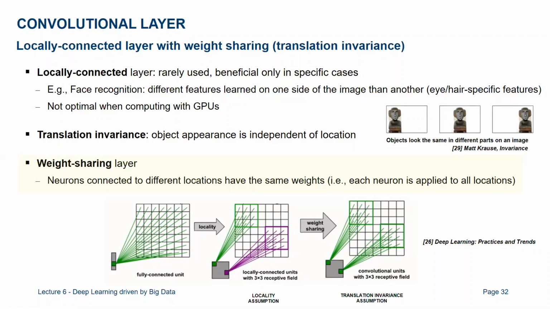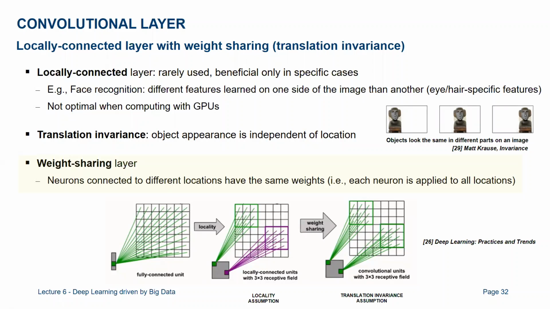And this is done by an assumption of translation invariance, which means that if you have an object on an image, for instance, it doesn't matter what it is, right? It doesn't matter if it's on the left side, if it's in the center, or if it's on the right side. It will have the same appearance, which is independent of the location, and you want to exploit this.